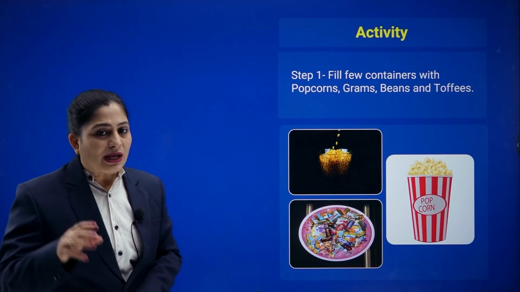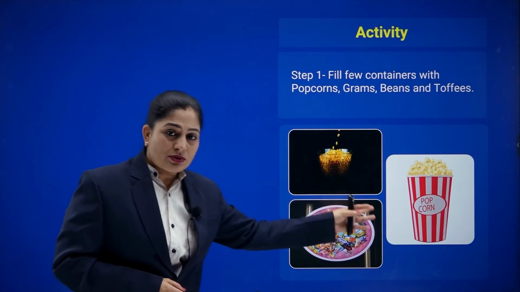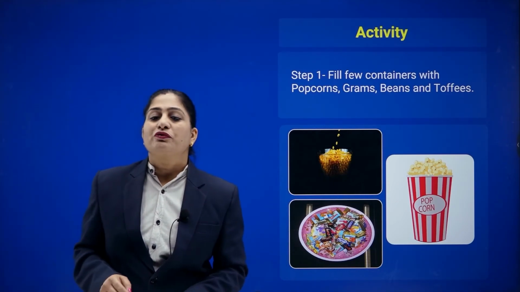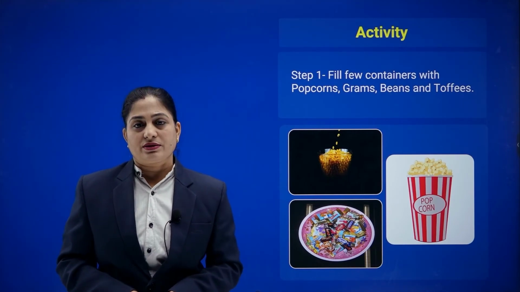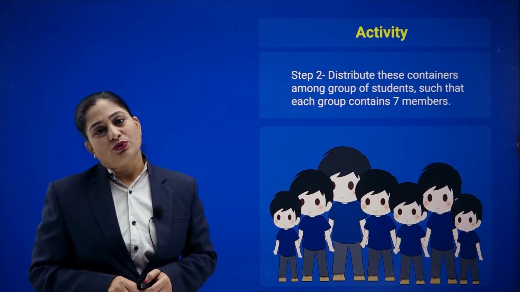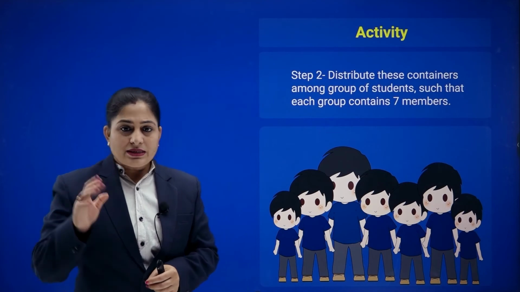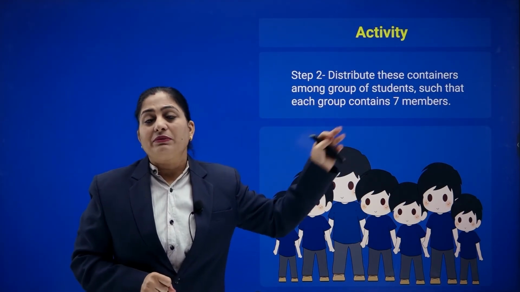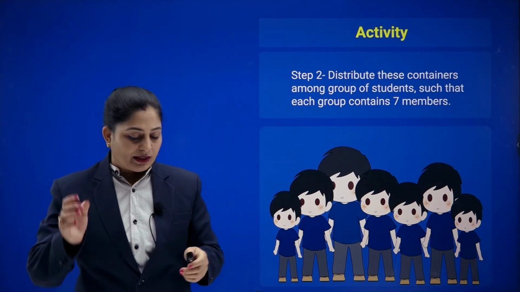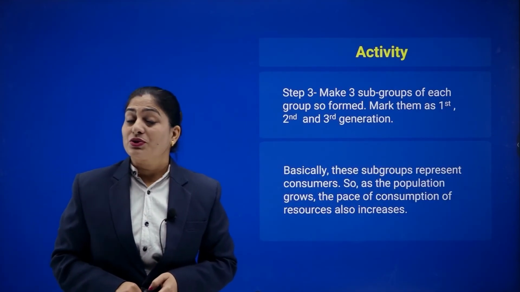And the activity is, you take certain substances and fill a few containers. You can take popcorn, grams, beans, toffee, and fill different containers with these materials. Now what are you supposed to do? Among your friends, you distribute these containers. Let us say each group contains 7 members. So there are 7 members, make one group, and you distribute one container to one group, that means among 7 people or 7 students.